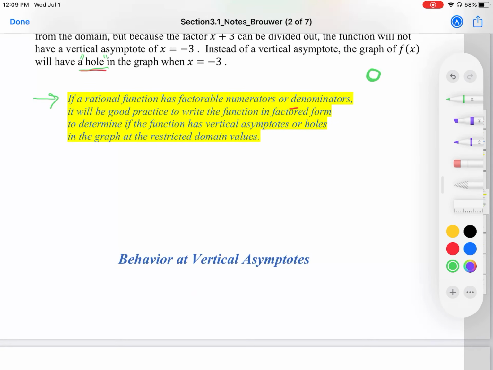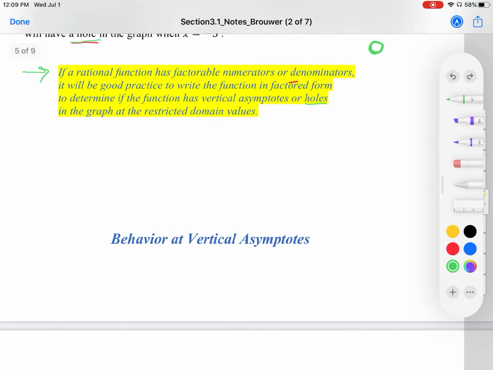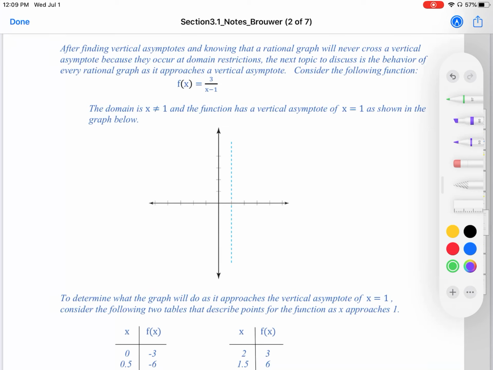Continuing on, if a rational function has a factorable numerator or denominator, it would be good practice to write the function in factored form to determine if the function has a vertical asymptote or holes in the graph that are restricted domain values. Now let's talk about behavior on vertical asymptotes. After finding vertical asymptotes, and knowing that a rational graph will never cross the vertical asymptote because they are domain restrictions, the next topic to discuss is the end behavior of every rational graph as it approaches a vertical asymptote. Consider the following function.